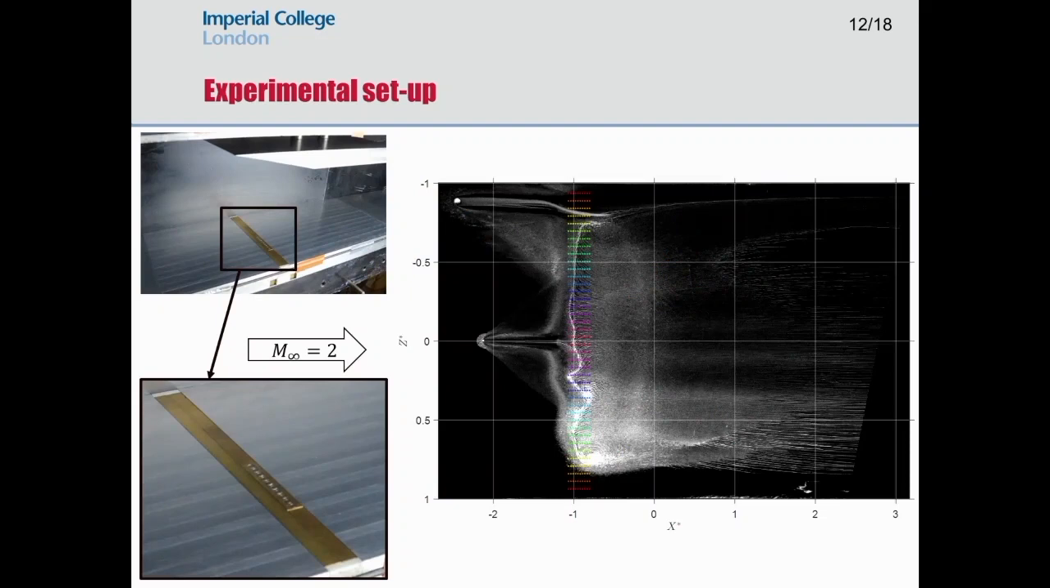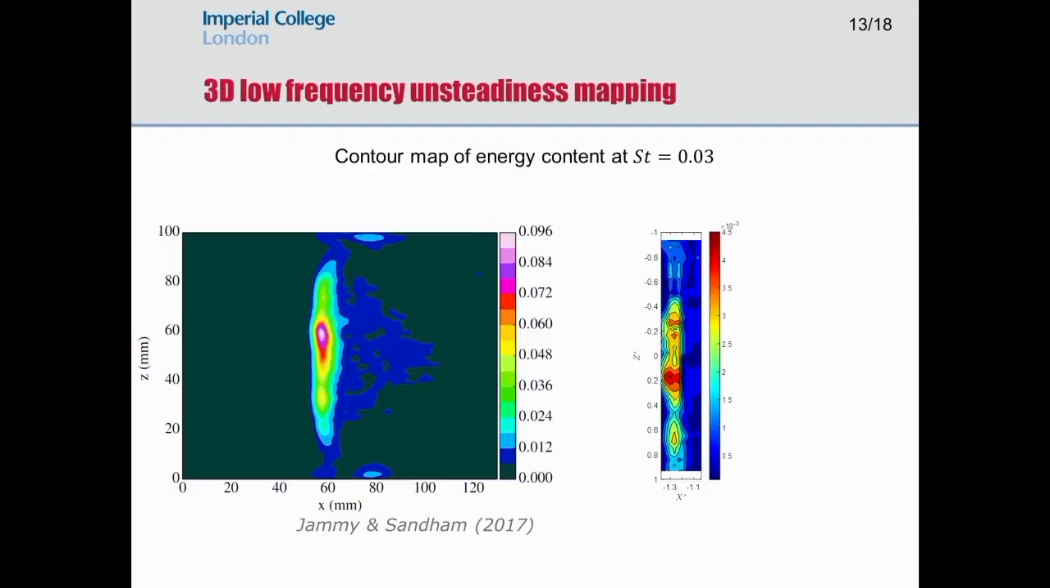There are 10 pressure sensors in the plug. The plug can be placed in 8 positions in the floor, and the shock generator can also be moved up and down 2 mils. So we have a total of 400 measurement locations to map out the low-frequency unsteadiness under this reflected shock foot. And this is what it looks like. Similarly to Jamy and Sandham, it has this asymmetry, despite the 6,000 samples being arguably quite converged.